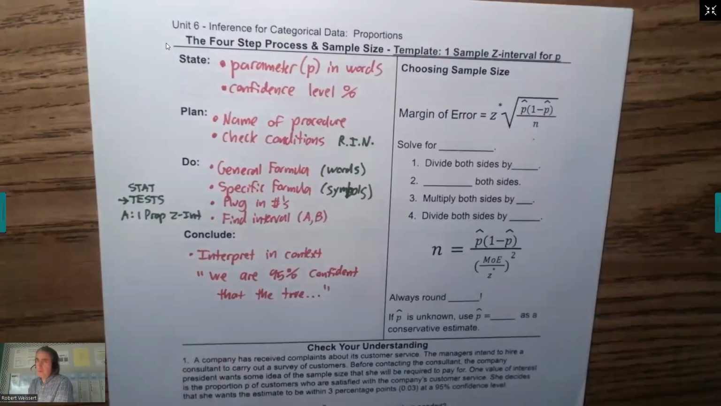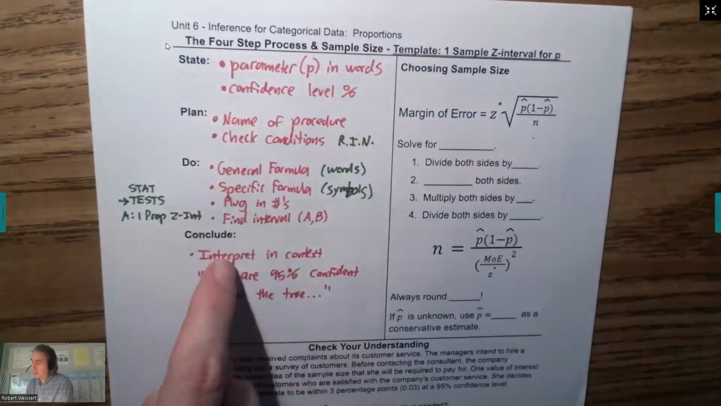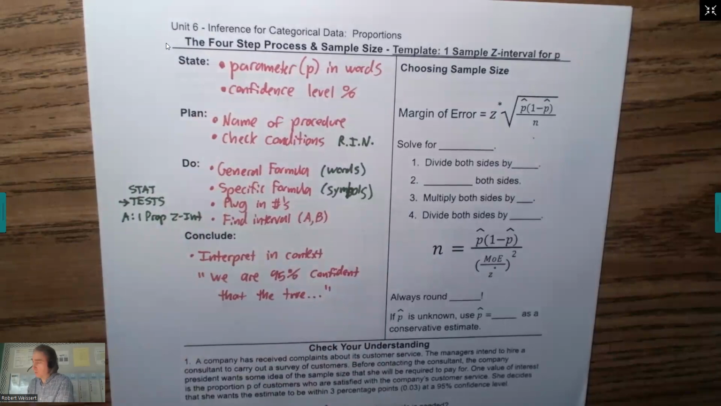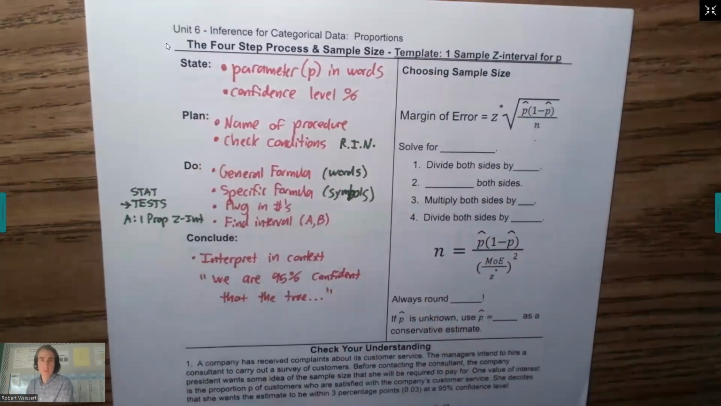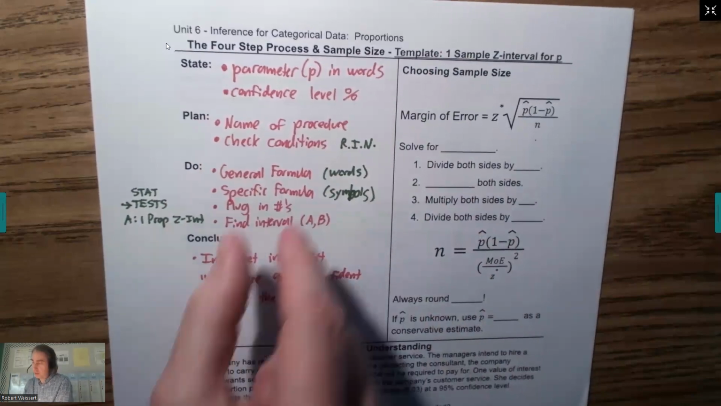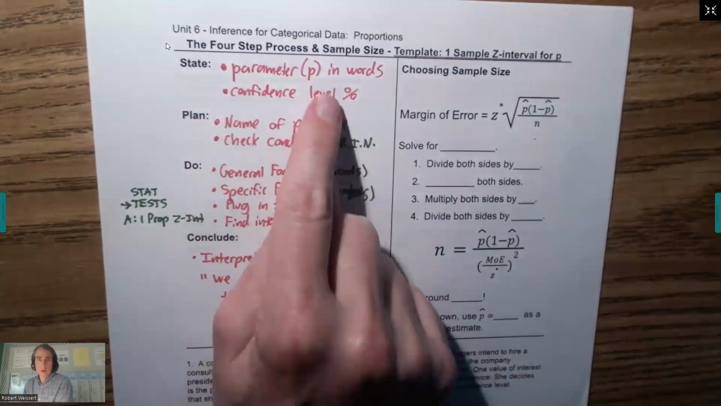On the next page, I filled a few things out for you guys, just kind of summarizing the state, plan, do, and conclude. Please feel free to pause these as you want to write these down. Again, you have that template, so it really already is there, but this just reinforces it in maybe a smaller location. So we want to state, write our confidence level.